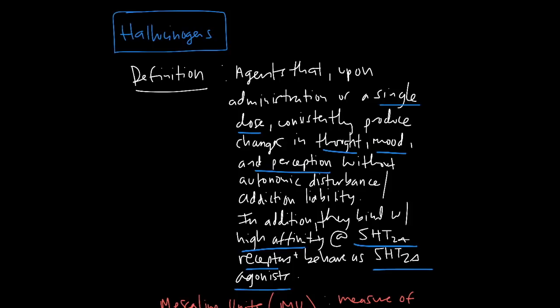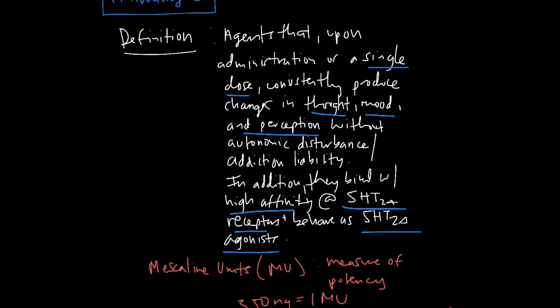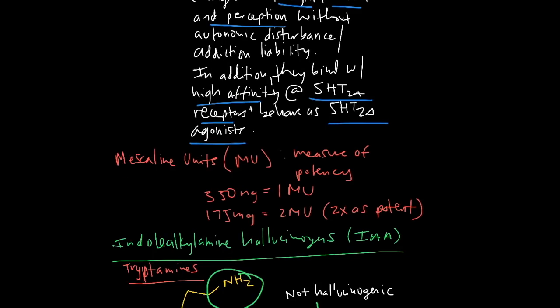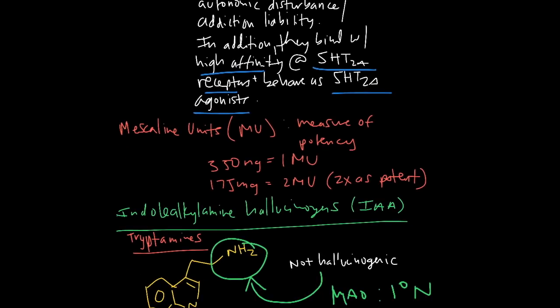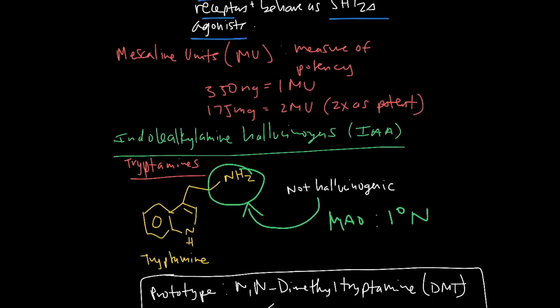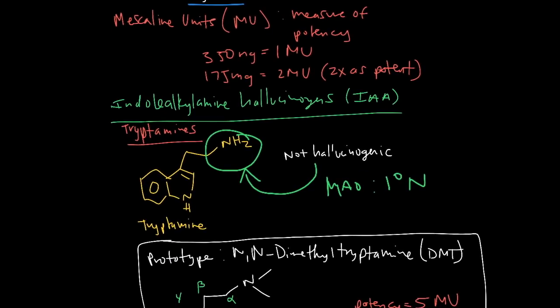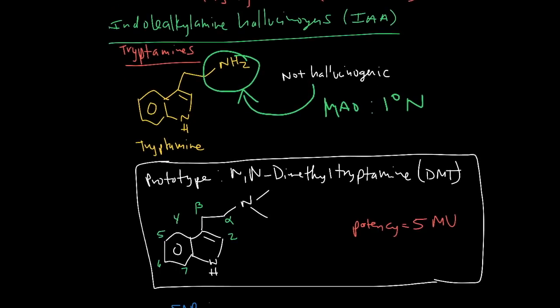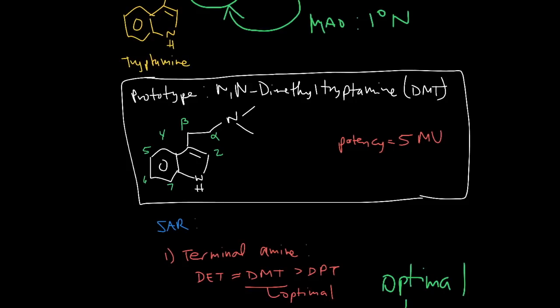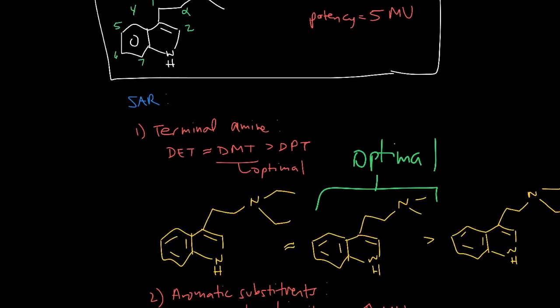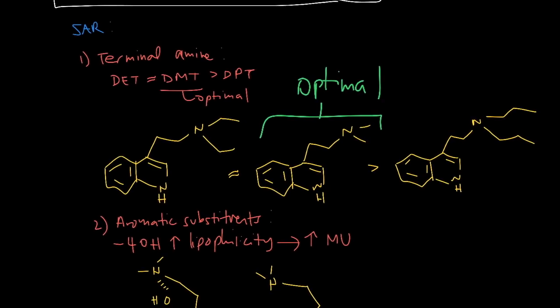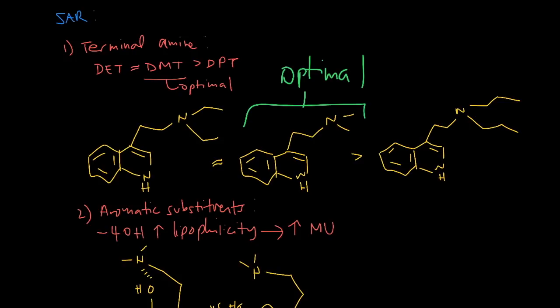Hallucinogens. Remember, keyword, single dose, and they act as 5-HT2A agonists. Mescaline unit is your measure of potency. First class of hallucinogens are your indolealkylamine hallucinogens. Subclass are your tryptamines. Your prototype is DMT. SAR. Remember, your optimal terminal amine configuration is your dimethyl, which is equally potent to your diethyl, which are more potent than your dipropyl.